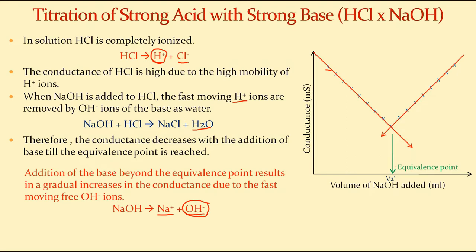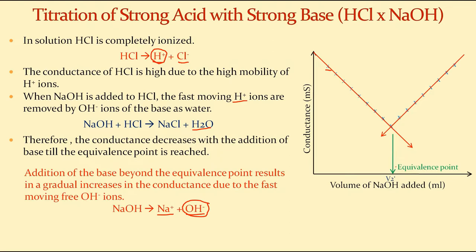This is the principle behind titration of strong acid with a strong base. In this titration, initially the conductance is very high due to highly mobile H plus ions, and it is falling down with the addition of sodium hydroxide, as the H plus ions are converted into neutral water molecules. Again, beyond the end point, sodium hydroxide remains in the solution. Due to highly mobile hydroxyl ions, again the conductance is increasing. We get a V-shaped curve in this titration.